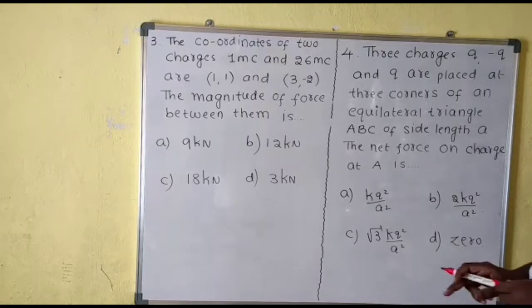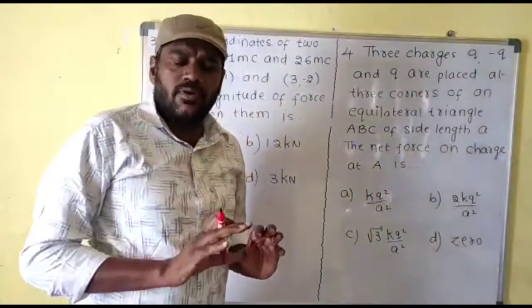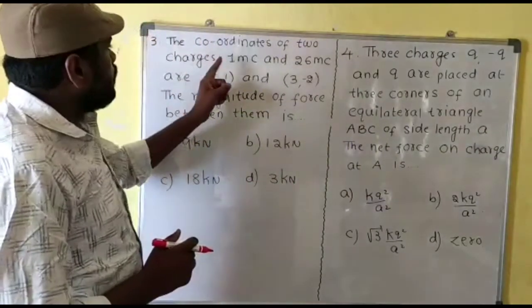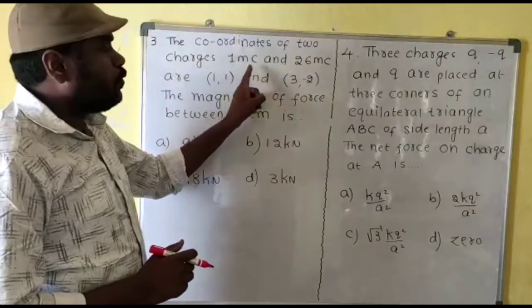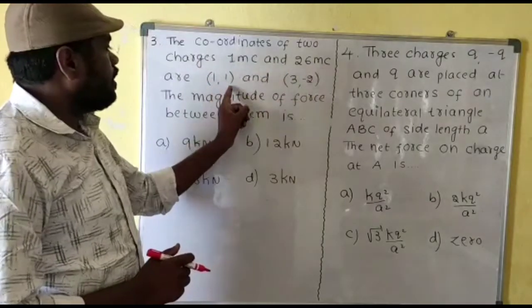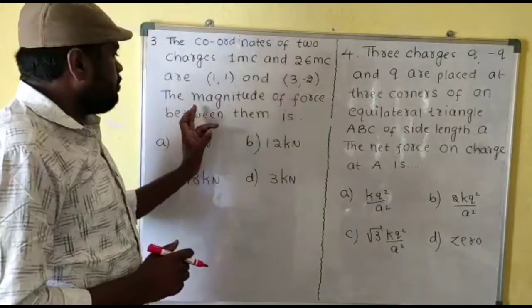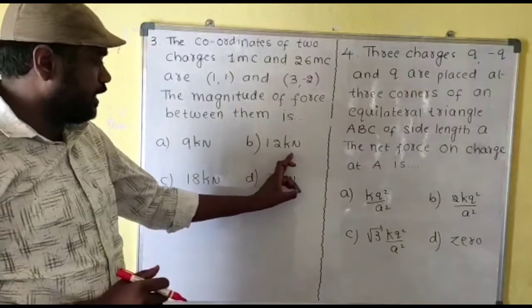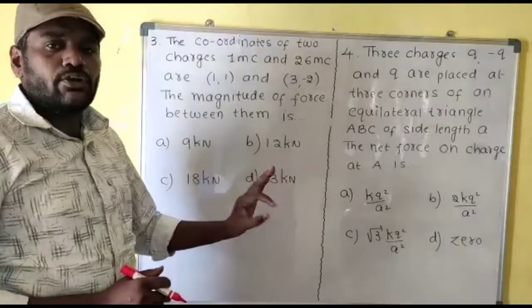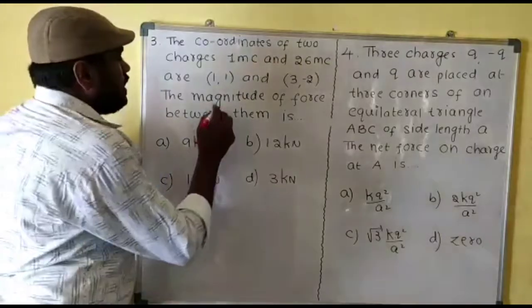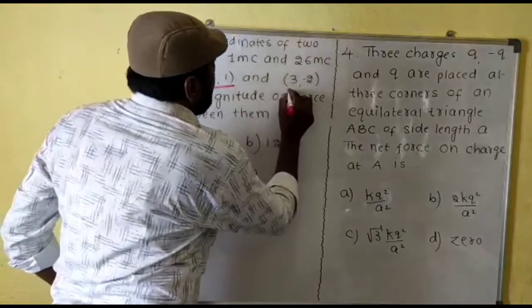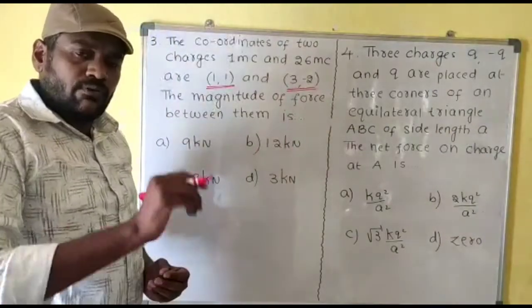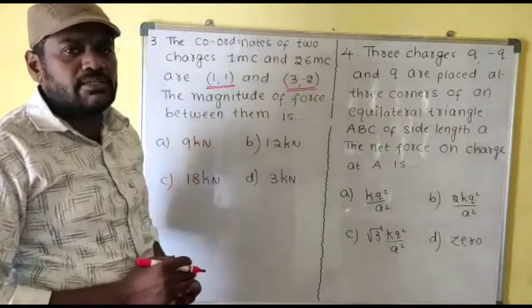Now two problems for homework, very simple and easy problems. We have already finished them in the previous module. The coordinates of two charges, 1 millicoulomb and 26 millicoulomb, are (1, 1) and (3, -2). The magnitude of force between them is, options given: 9 kilonewtons, 12 kilonewtons, 18 kilonewtons, 3 kilonewtons. A small hint: convert the given coordinates into position vectors, R1 bar and R2 bar, from that find the R bar, then the remaining is as it is.